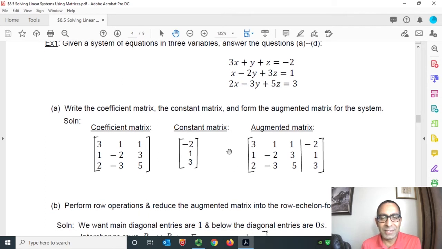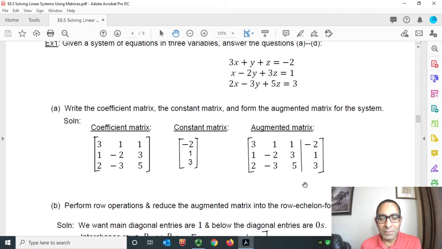Next, the constant matrix is the matrix formed by the right hand side constants of the system, so it's minus 2, 1 and 3. And finally, the augmented matrix is the matrix formed by adjoining these two matrices, the coefficient matrix and the constant matrix, and we write it this way. This is the coefficient matrix, this is the constant matrix. Great, I hope this makes sense to you all.